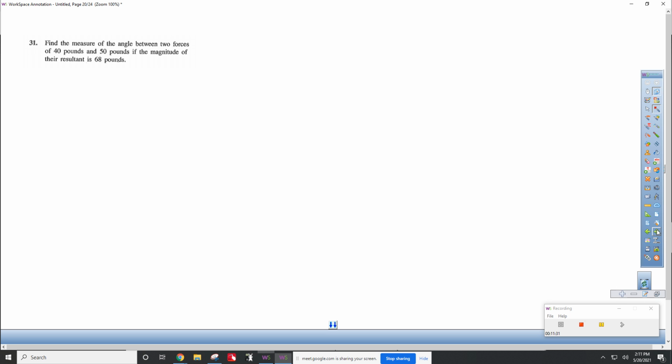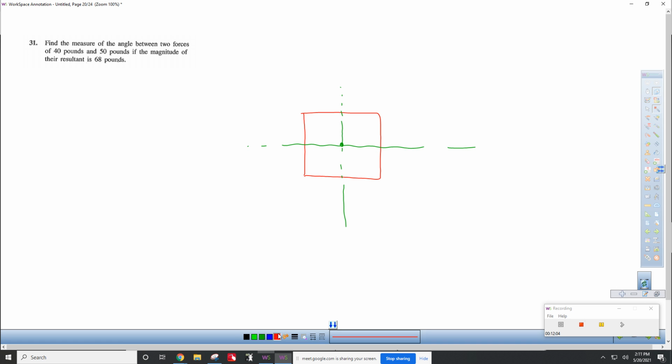All right, last one. Find the measure of the angle between 2 forces of 40 pounds and 50 pounds if the magnitude of the result is 68. Okay, so here's what's going on. You have a single object. Find the measure of the angle between 2 forces. The center of that object is at the origin of our axis. We can do it however we want.